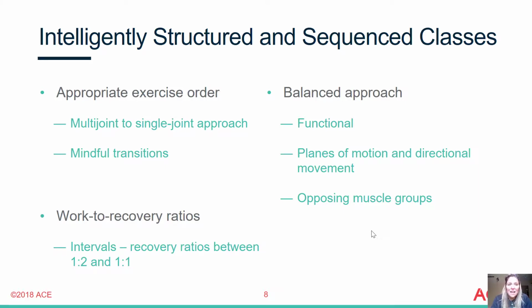Intelligently structured and sequenced classes, number one, offer appropriate exercise order. So we want to determine what is that order. Normally most classes start with the warm-up, move into the conditioning phase, and finish with the cool-down phase. Also, we could look at ordering by doing multi-joint exercises to single joint exercises. For example, during the strength portion of your class, maybe we're performing squats, that's a multi-joint exercise, down to performing a leg extension or a leg curl, which is a single joint exercise.